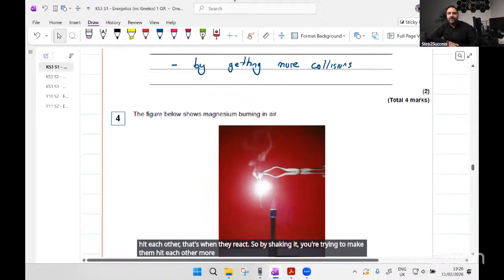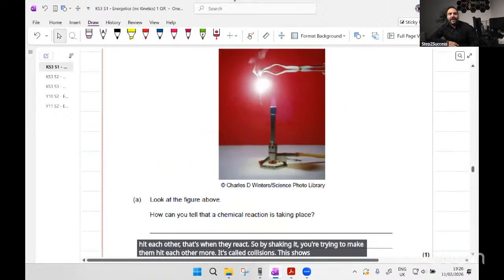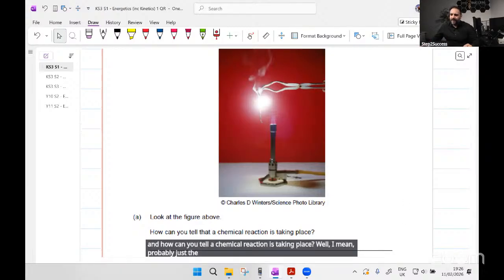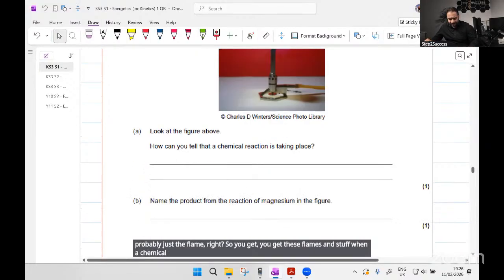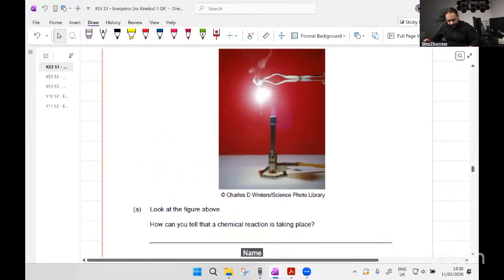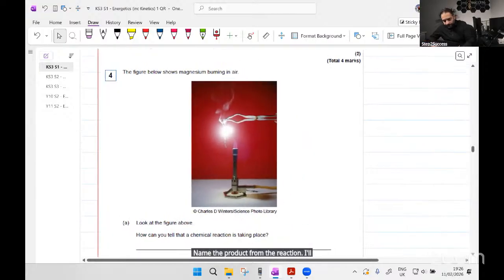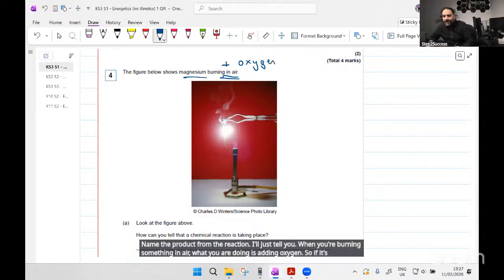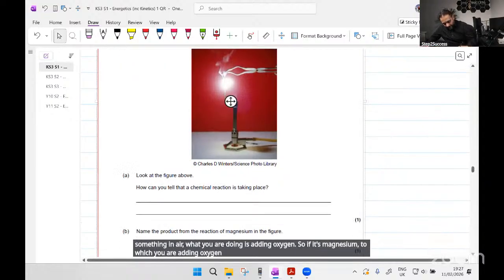It's called collisions. This shows magnesium burning in air. How can you tell a chemical reaction is taking place? Well, probably just the flame, right? So you get these flames and stuff when a chemical reaction is taking place. So I think that would be that. Name the product from the reaction. I'll just tell you. When you're burning something in air, what you are doing is adding oxygen. So if it's magnesium to which you are adding oxygen, what gets made is called magnesium oxide.